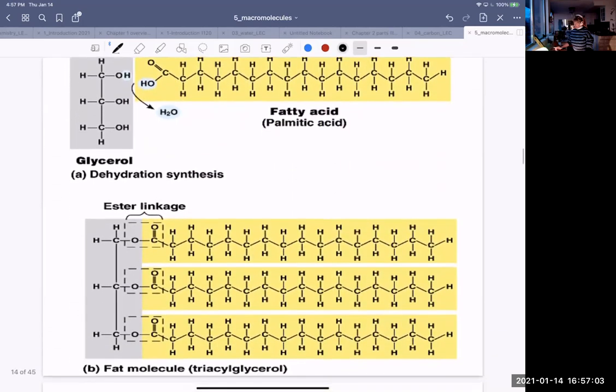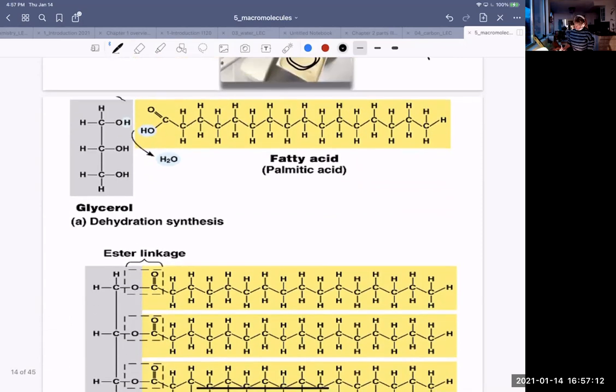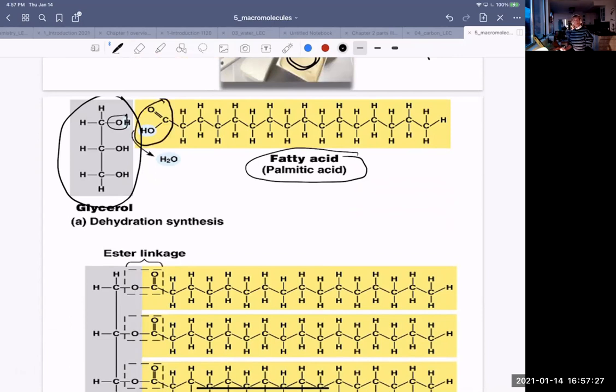So here's the formation of a triglyceride. This one is called triacylglycerol. So this is your glycerol group here with some hydroxyls. And this is your fatty acid. This one happens to be palmitic acid. It's a straight chain. It has a carboxyl group at one end, which easily dissociates when synthesized into a water. Fairly easily, but it's not spontaneous. Of course, it's a synthesis, which always requires energy and ATP.